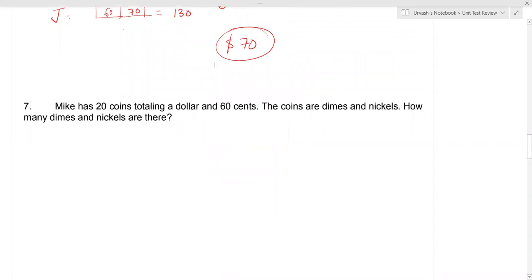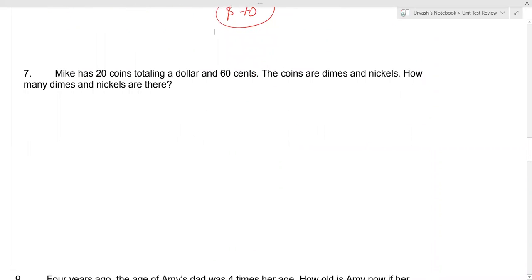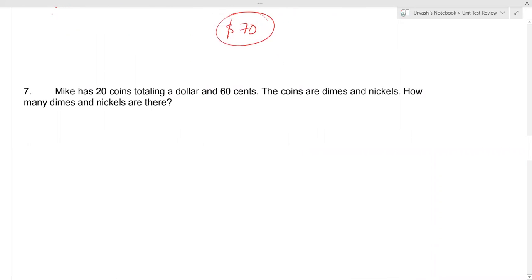Number 7. James? Yeah. So Mike has 20 coins, worth $1.60. The coins are dimes and nickels. How many dimes and nickels are there?